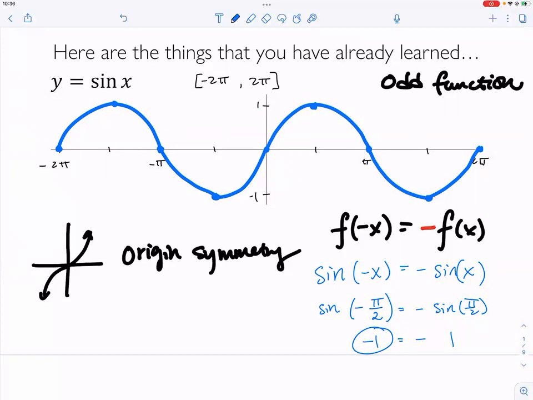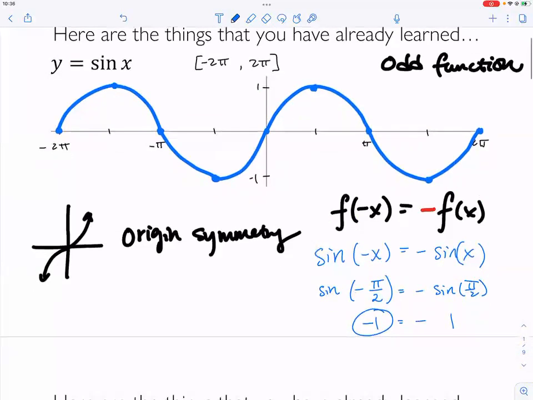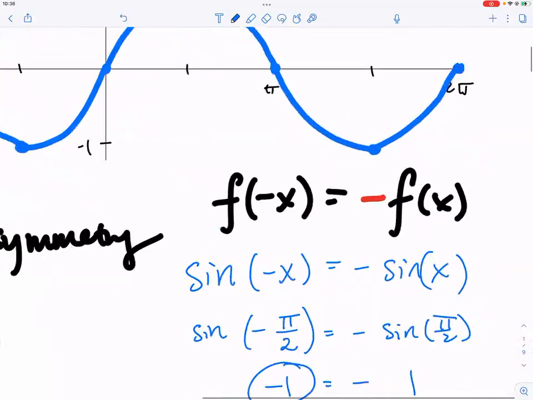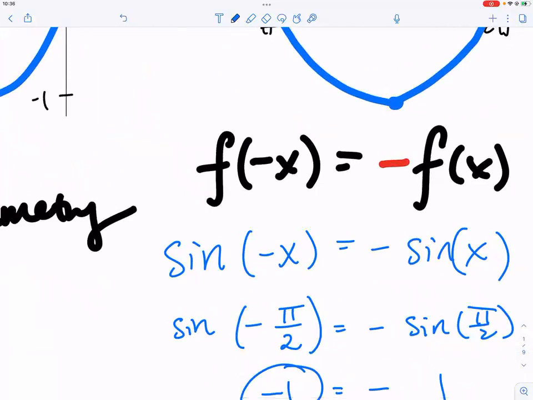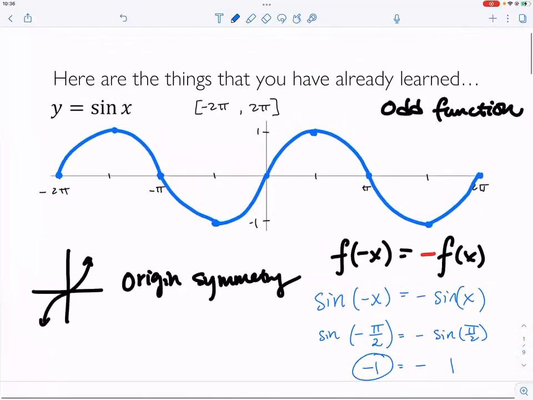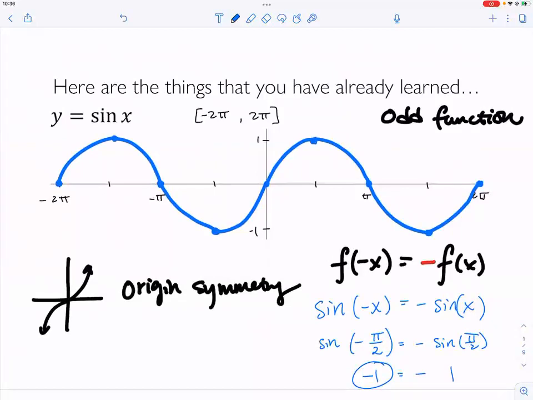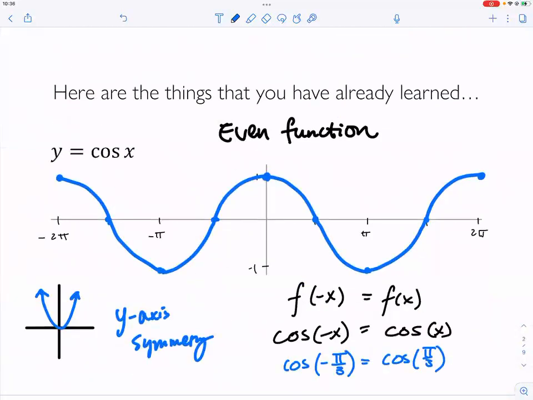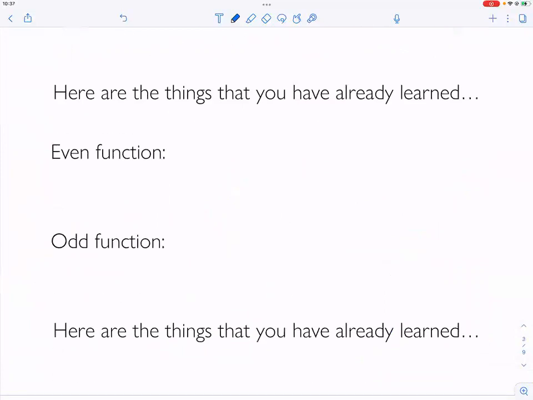So are you thinking about the look? They're the same, so they are both even? Well, I thought this is a negative one equals negative one. Well, they're equal, but it's sine of negative x, and it's equal to negative of sine x. Yeah. The notation is different among those two. Okay. All right. So that's something we learned and we applied here.